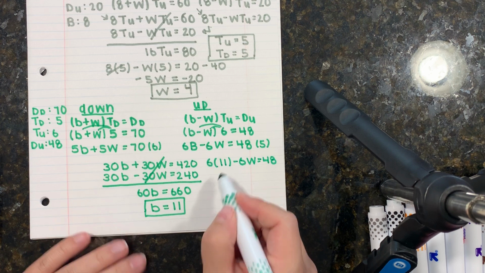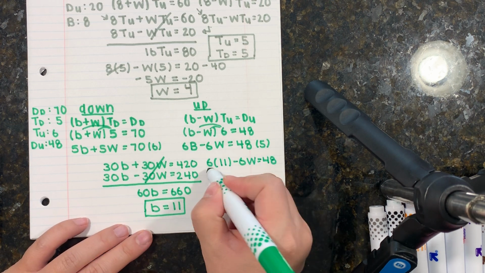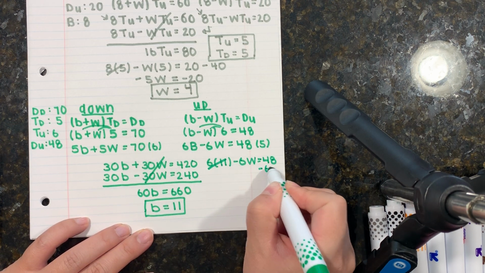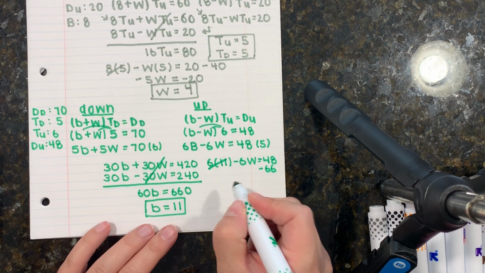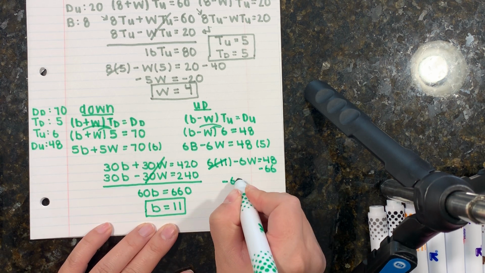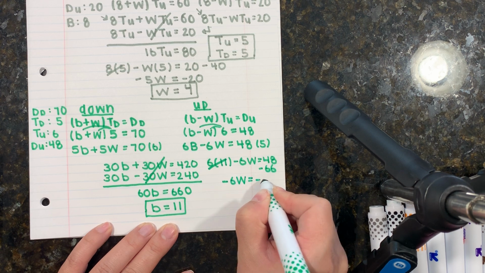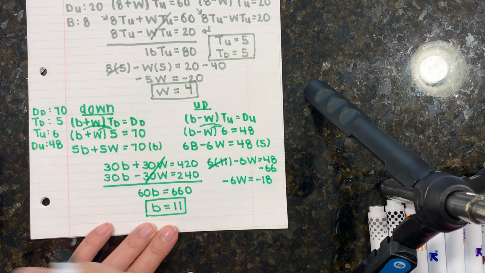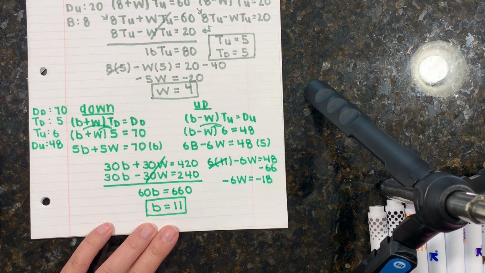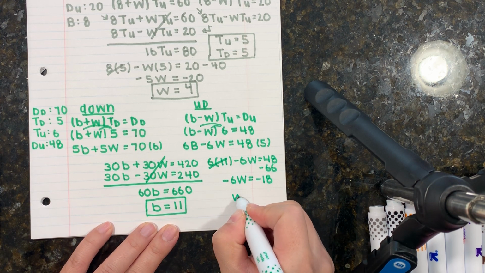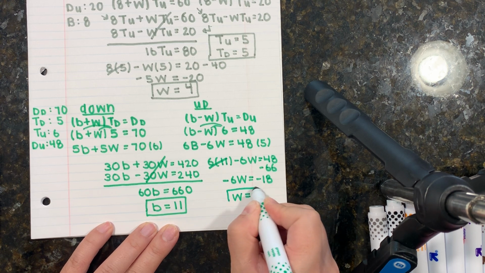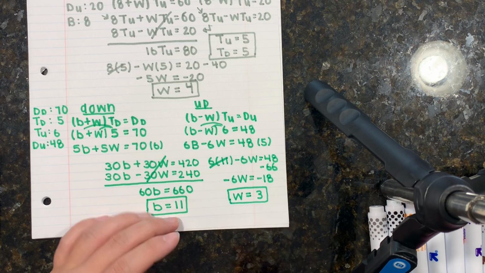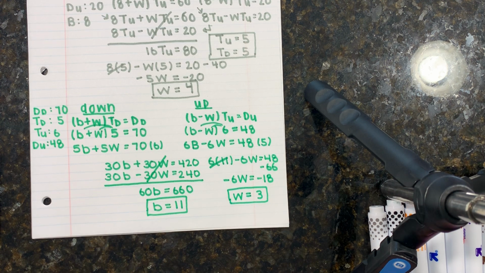Now I know that 6 times 11 is 66, so I'm going to move that to the other side and subtract 66. That would give me negative 6W is equal to negative 18. So divide 18 by negative 6, and you get that the speed of the current, or the water, is equal to 3. And that would be your two answers.